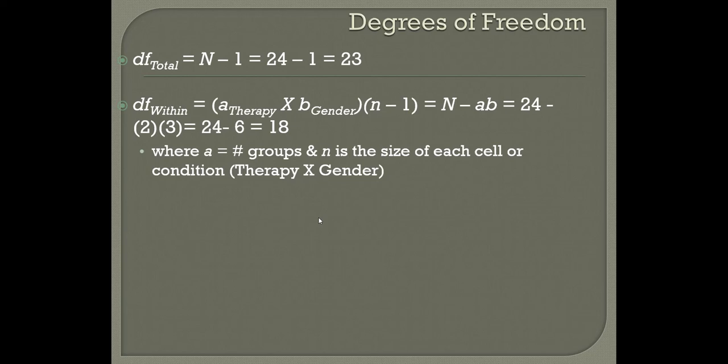Or another way you could do it is the number of cells, which is 3 times 2, is 6, multiplied by the sample size per cell minus 1, but that assumes equal sample size.